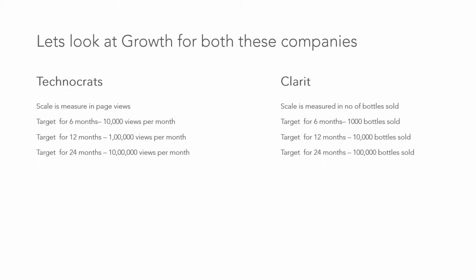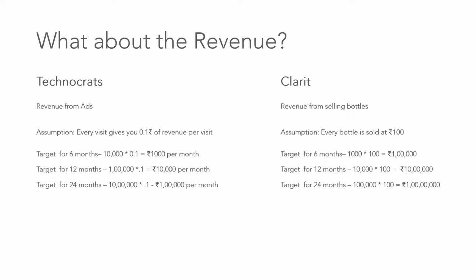For Claret, we will measure the growth in number of bottles sold. The target for this company is that in the first 6 months, we should be able to sell 1,000 bottles. In 1 year, we should be able to sell 10,000 bottles. And in 2 years, we should be able to sell 1 lakh bottles.